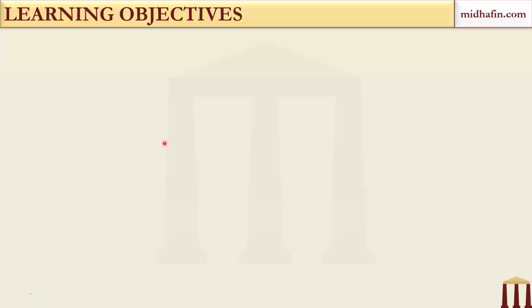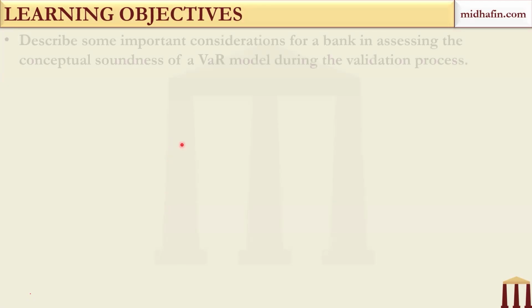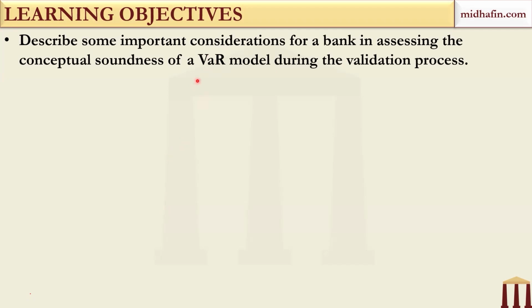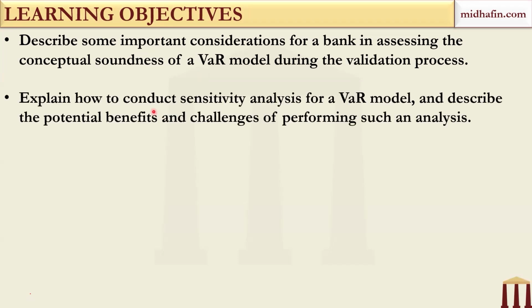Let's first see what we are going to cover in this session based on the GARP learning objectives. First, we look at some of the key things a bank needs to consider when assessing the conceptual soundness of its VaR model, like model assumptions, risk factor choices, data inputs, etc. Second, we explore how to conduct a sensitivity analysis of a VaR model, what it tells us, why it is useful, and of course the challenges that come with it.